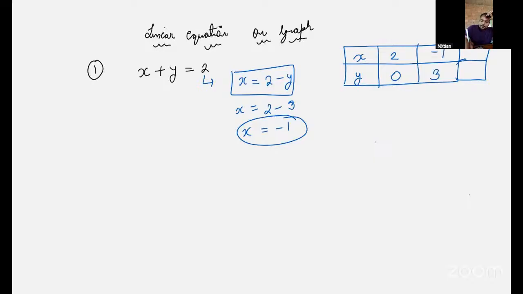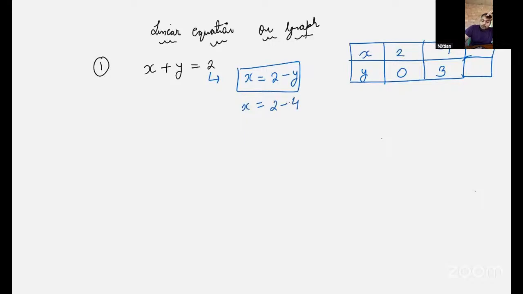Obed, now take any value of y. Assume any value of y. 4. So if Obed takes the value of y as 4, what will be the value of x in this case? -2. Very good. So when Obed takes the y value as 4, he gets -2.